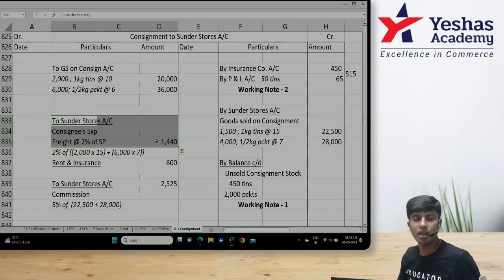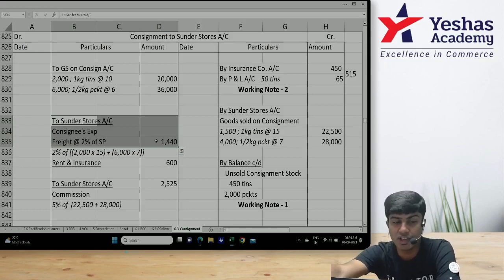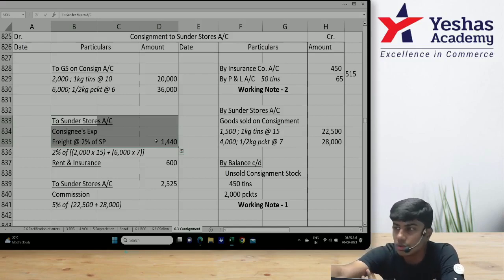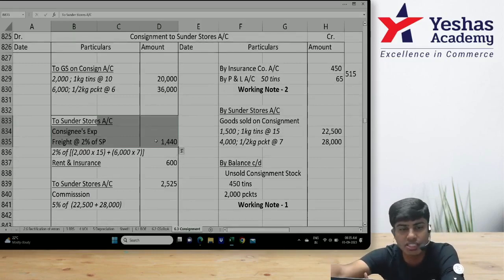Did you get this? For tin, how much is the rate? It is 15 rupees into 2%. 15 into 2% is 0.3. M plus. It becomes 10.3. Am I right? Then rent and insurance, should it be included? No. Any other consignor expense or consignee expense? No. Commission? No. Then that's it.